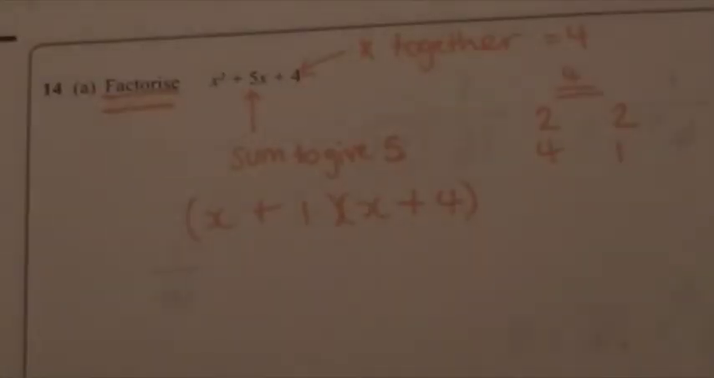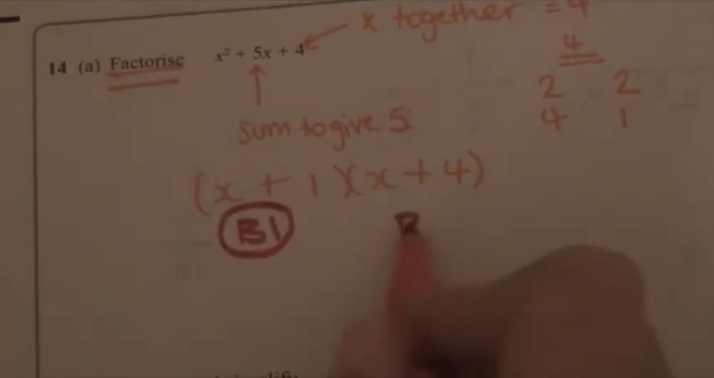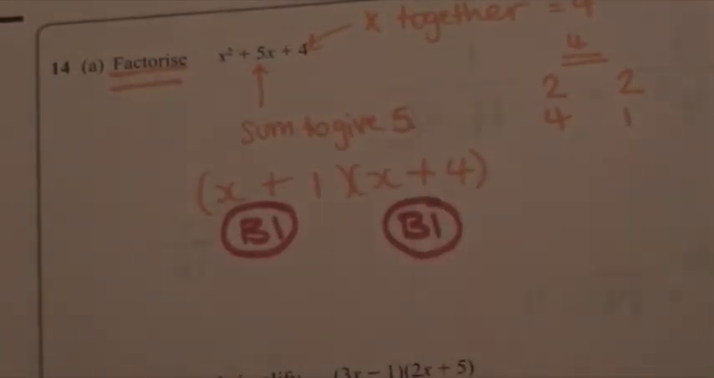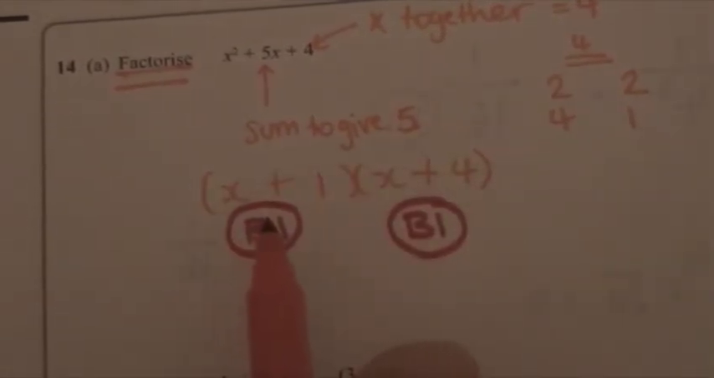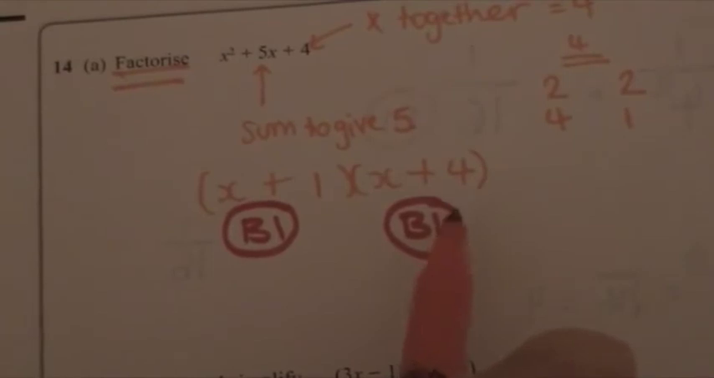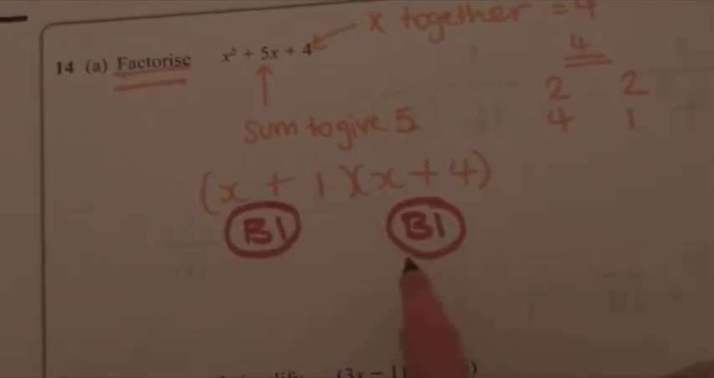So 14a, mark scheme. Part A was worth 2 marks in total. You get a mark for each bracket that is correctly identified. So for x add 1, 1 working mark. For x add 4, 1 working mark. For example, if you had x add 1, x add 3 here, you'd still get the 1 mark for this bracket, but you wouldn't get the mark there. Same as if you had this one correct, but not this one, you could still gain 1 working mark for that. So both brackets correct will give you the 2 working marks.